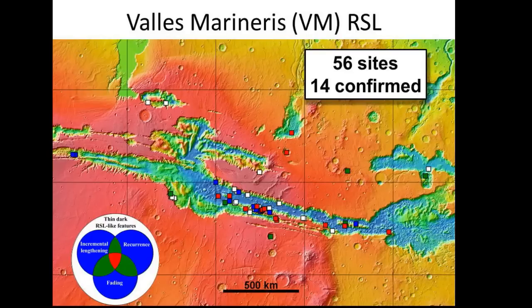Okay, so here's Valles Marineris. In case you don't know, Valles Marineris is really big. If it was on Earth, it would stretch from Los Angeles to New York City. It's very deep, about 7 kilometers deep. We're seeing a lot of RSLs in here. 56 sites, more than half of the sites are actually in Valles Marineris. 14 confirmed. I'm going to zoom in here.